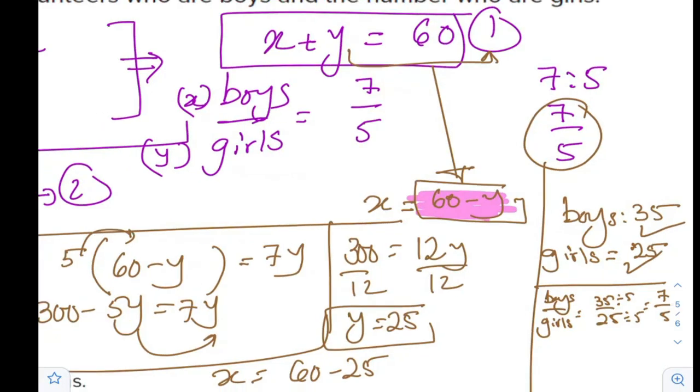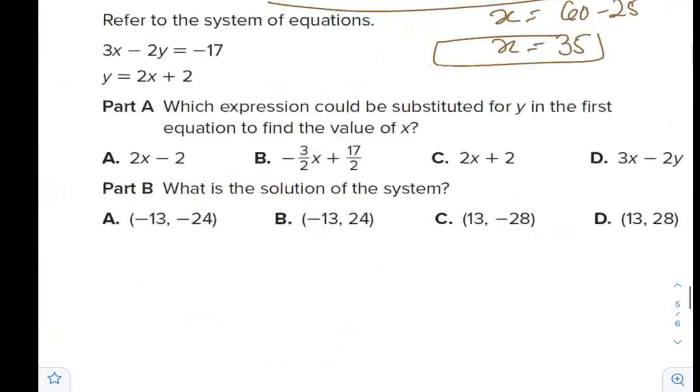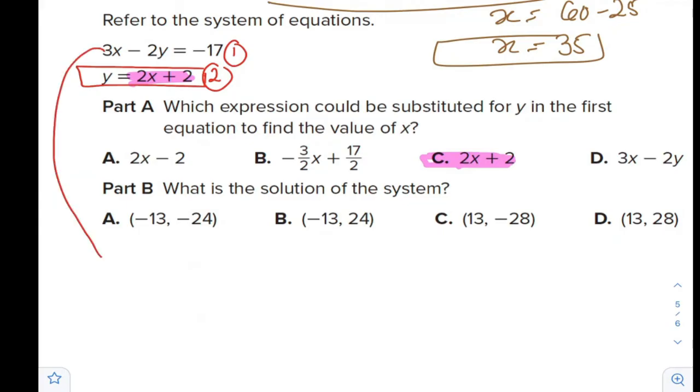Finally, we will check. Refer to the system of equations here. We have two equations. Part A, which expression could be substituted for y in the first equation to find the value of x? Of course, here y is ready to give, so the expression to be used is only this part. So this is the answer that we are looking for directly. What is the solution of the system? We will solve.